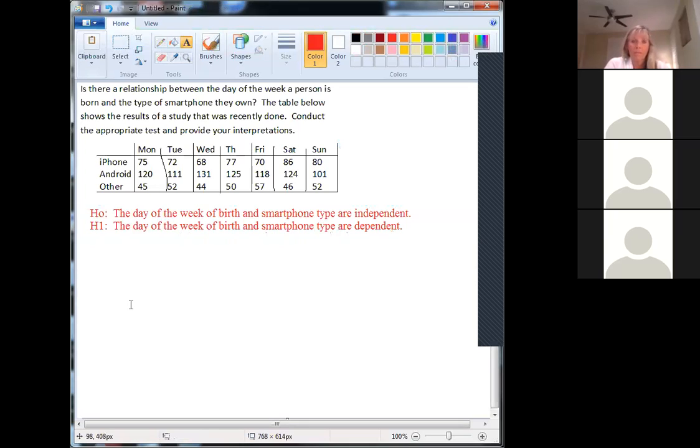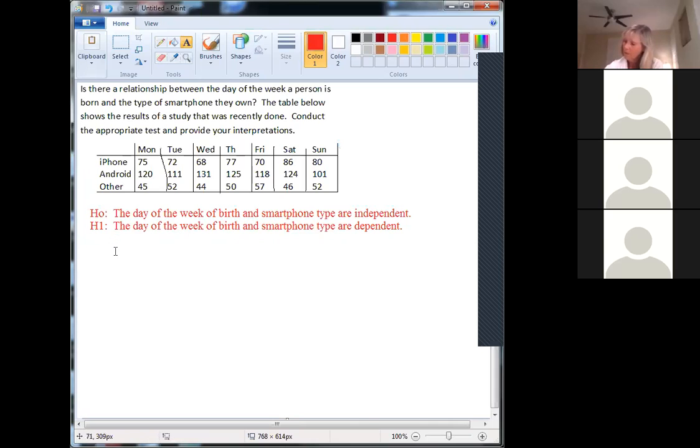Okay, and notice the word independent will always go in H naught. The word dependent will always go in H1. And I will require that. I need to see that on the final exam, by the way. Okay, because this could be on the final.